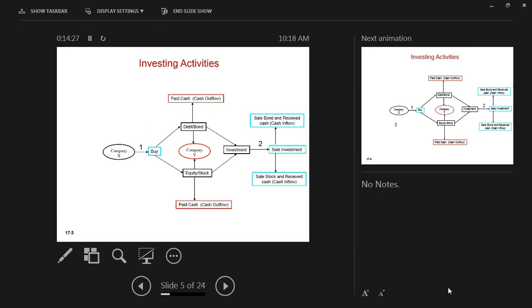So this is the example of investment. You buy an investment, you pay cash, then you sell the investment, you get your money back.